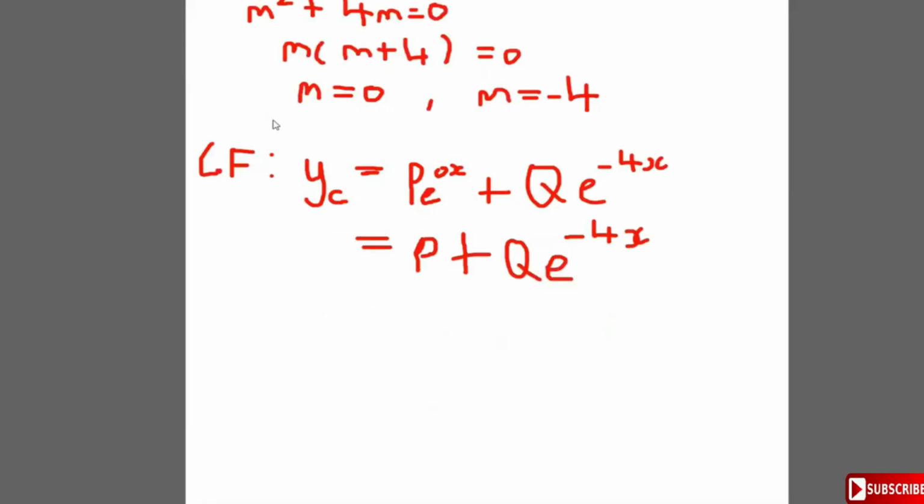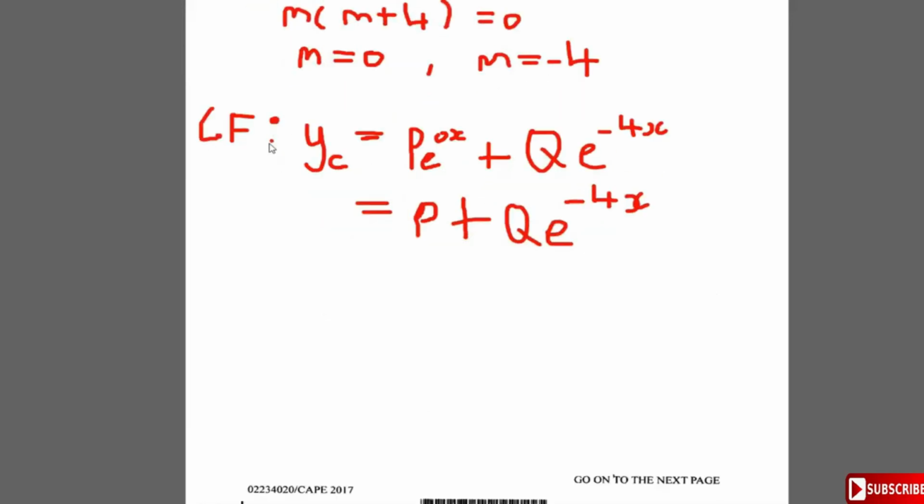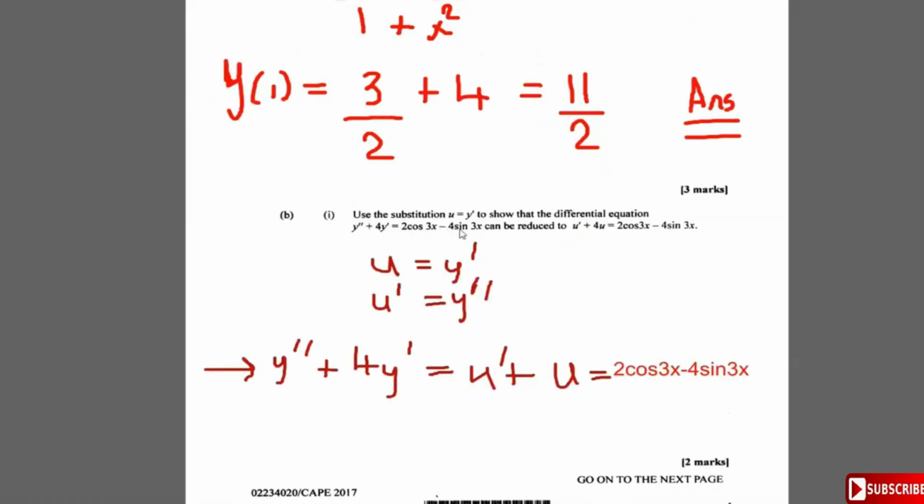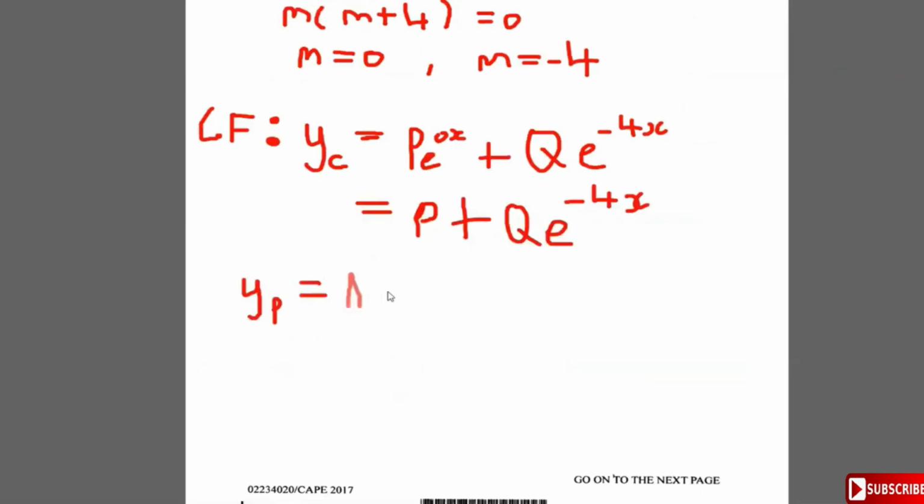So since we've got the complementary function now, what do we do now? Well, we try to find the particular integral. For the particular integral, we call it yp. Based on this question, the right-hand side is 2 cos 3x minus 4 sine 3x. So yp is going to be a cos 3x plus b sine 3x. That's going to be yp.